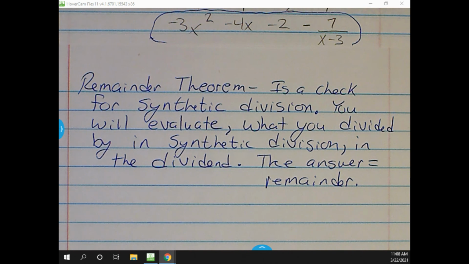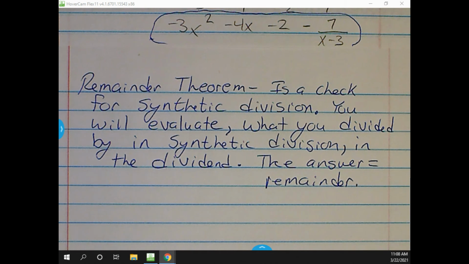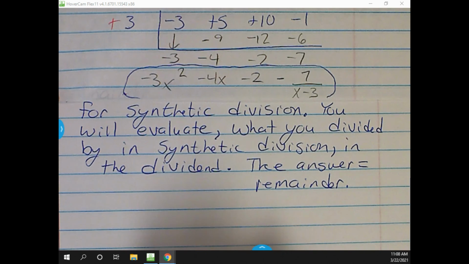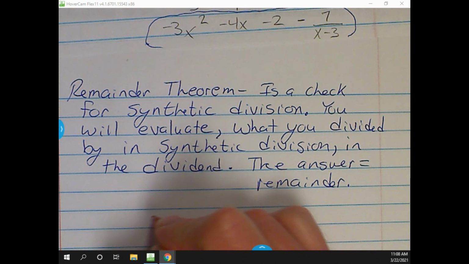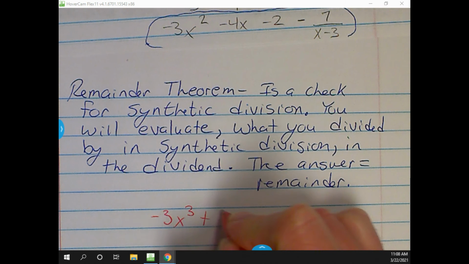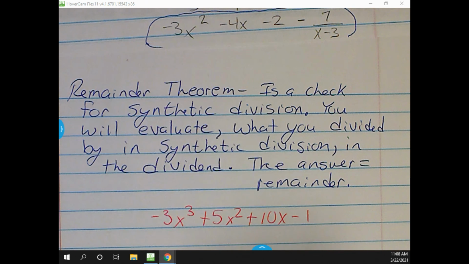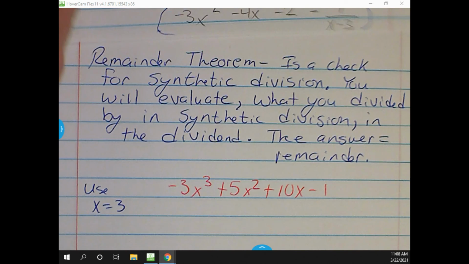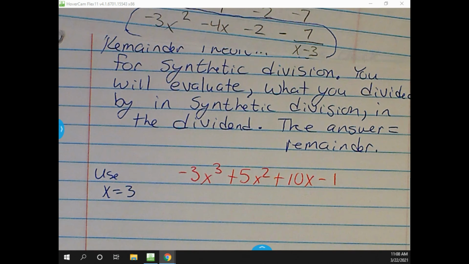So for a problem like this one, let's say you got to the end and somebody had -7 for the remainder and somebody else had -17 or +7 or something like that. Here's what you would do. We're going to take this +3 that we had, and plug it back into x cubed minus... the original polynomial: -x³ plus 5x² plus 10x minus 1. I'm just going to write that back down so we can see it. And we're going to let x equal whatever this number was, which in this case was a +3 in the division. We're going to plug that back in and see what we get.